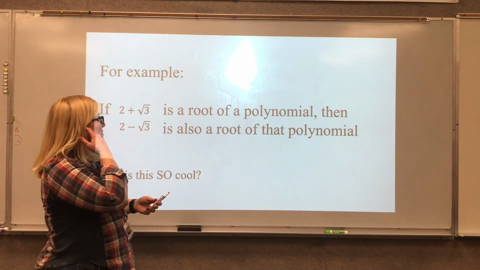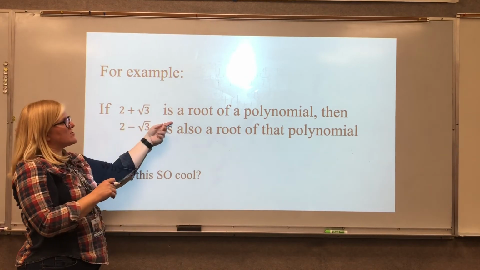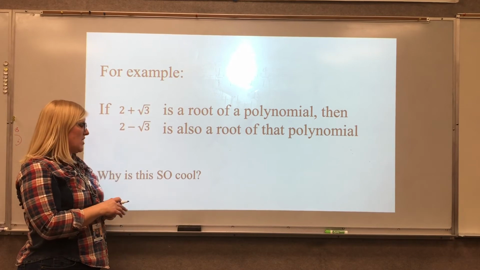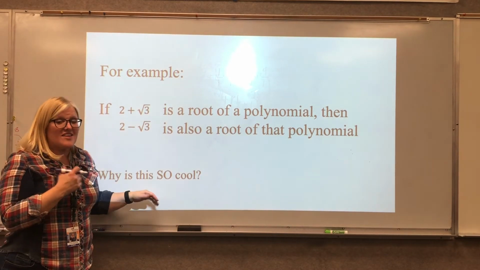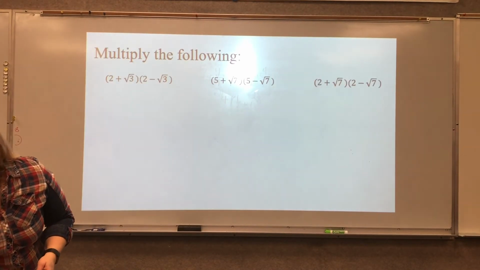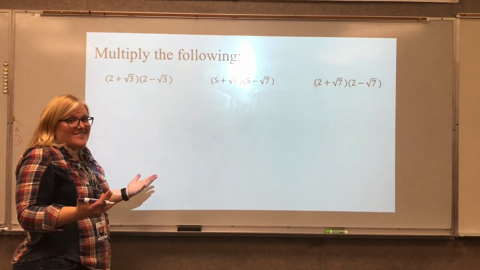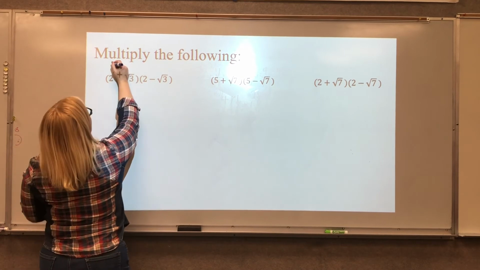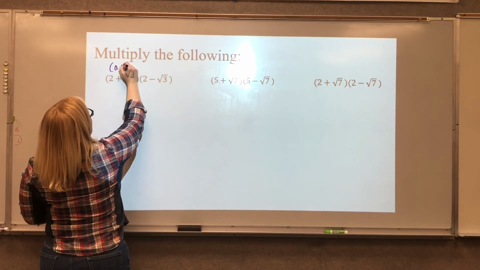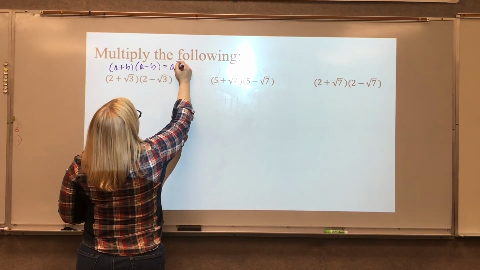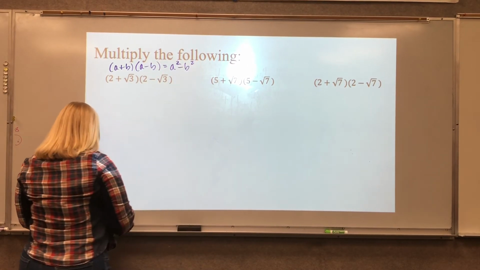So, for example, if 2 plus the square root of 3 is a root of a polynomial, then 2 minus the square root of 3 is also a root of the polynomial. And why do I think this is so cool? Look what happens when you multiply them. Look, we have a plus b times a minus b equals a squared minus b squared.